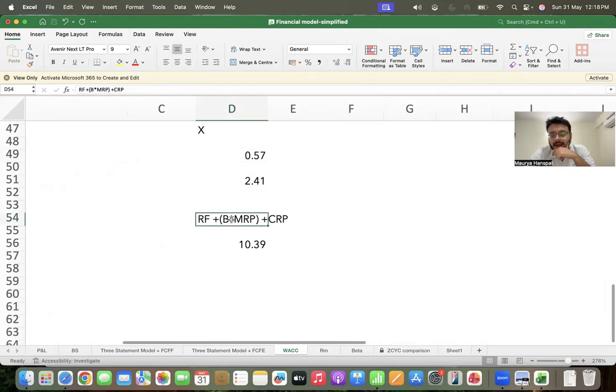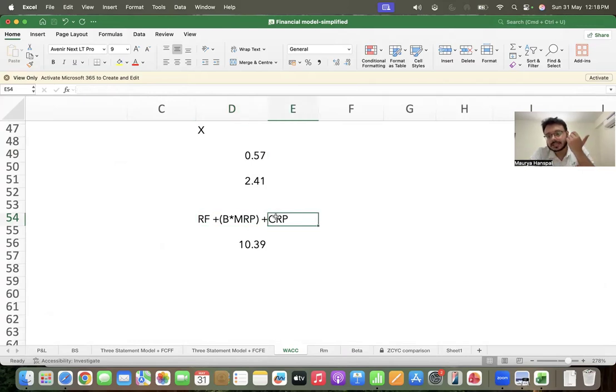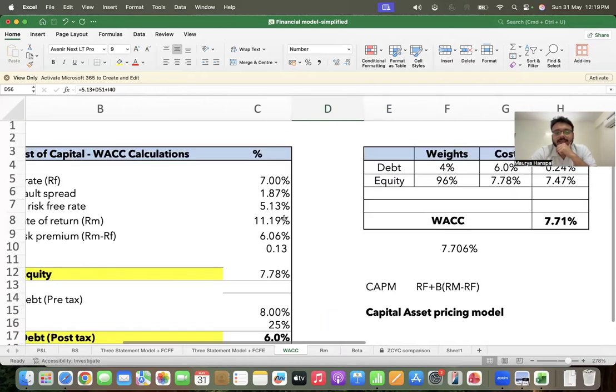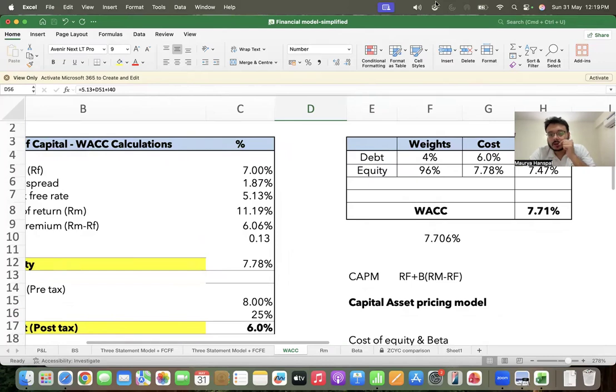Risk-free rate plus beta into the mature risk premium for US markets, and in this I've adjusted the default spread as well, plus the CRP. Because CRP anyways includes the country's default spread, hence I have not deducted the country default spread again, plus CRP. It gives me 10.39. The same exercise can be done here also. So this is how we can calculate the cost of capital by using the cost of equity, cost of debt, right? How to adjust the risk-free rate, how to adjust the equity risk premiums, by using the default spread and the CRP.